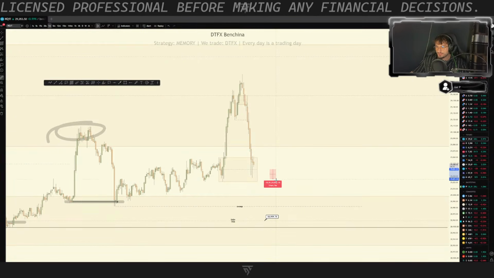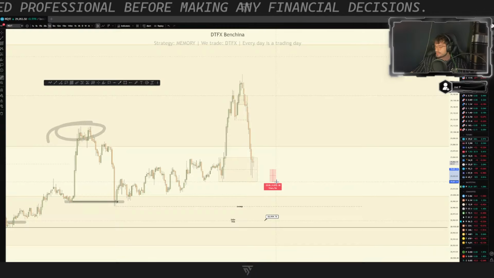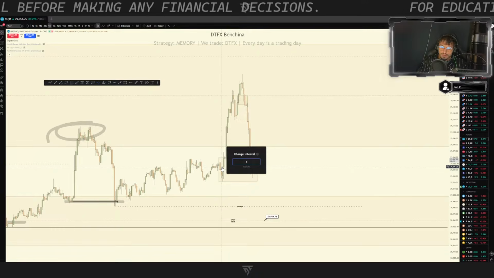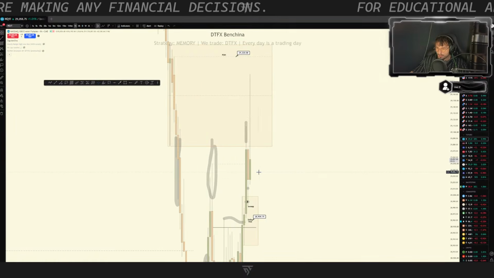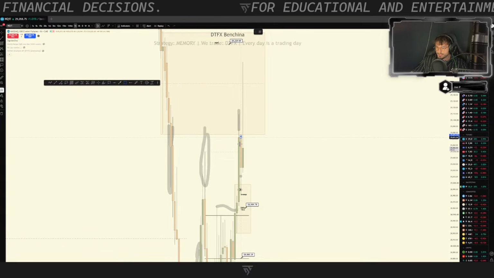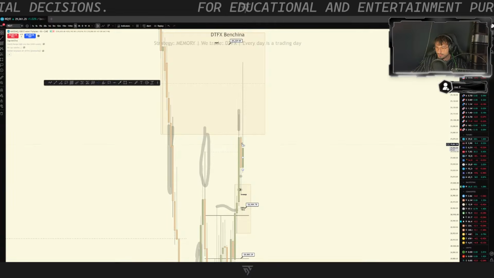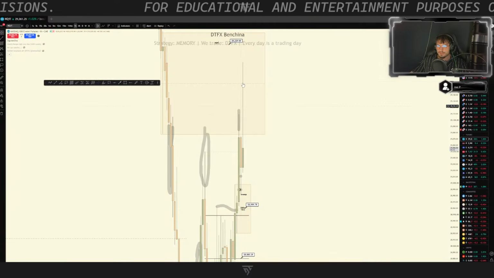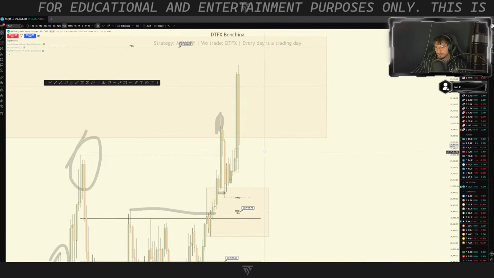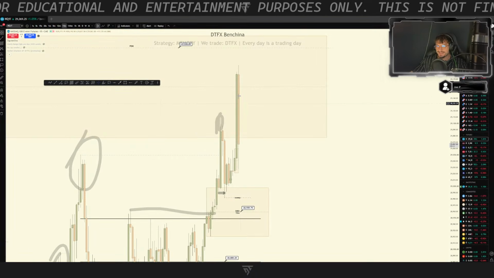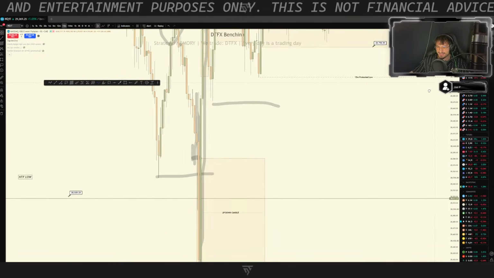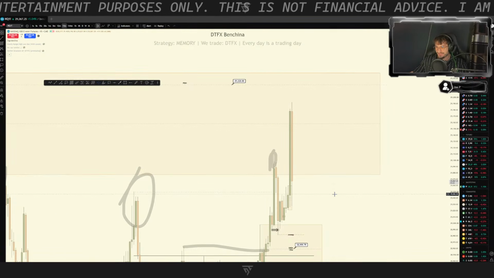How big was this entry? Oh, 80 ticks. It's also the 9 AM candle. Let me check the hourly. It is? This is the 8. Oh, you mean this candle? Oh, yeah, okay. Look at this. The exact same thing that happened here. The exact same thing, just reversed.